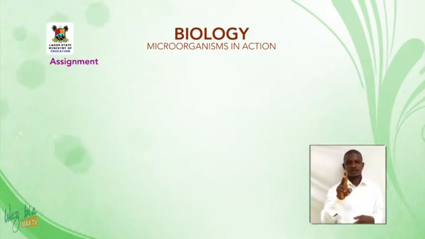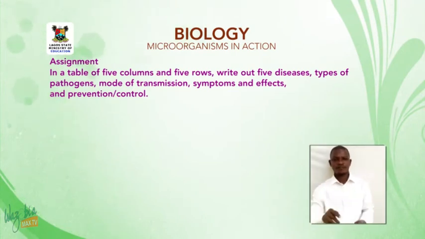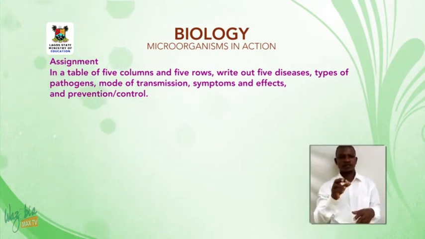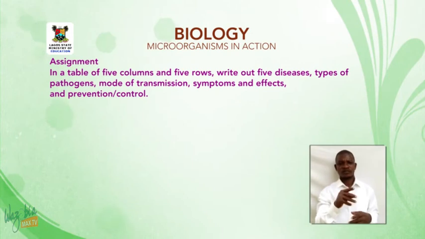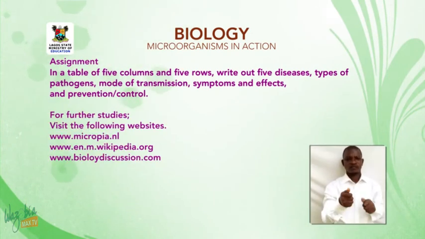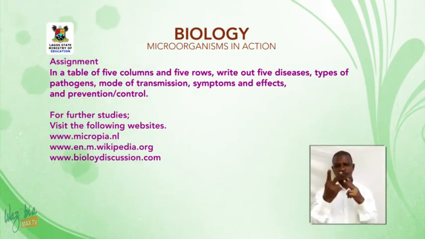Assignment. In a table of 5 columns and 5 rows, write out 5 diseases, types of pathogen, mode of transmission, symptoms and effects, and prevention/control.